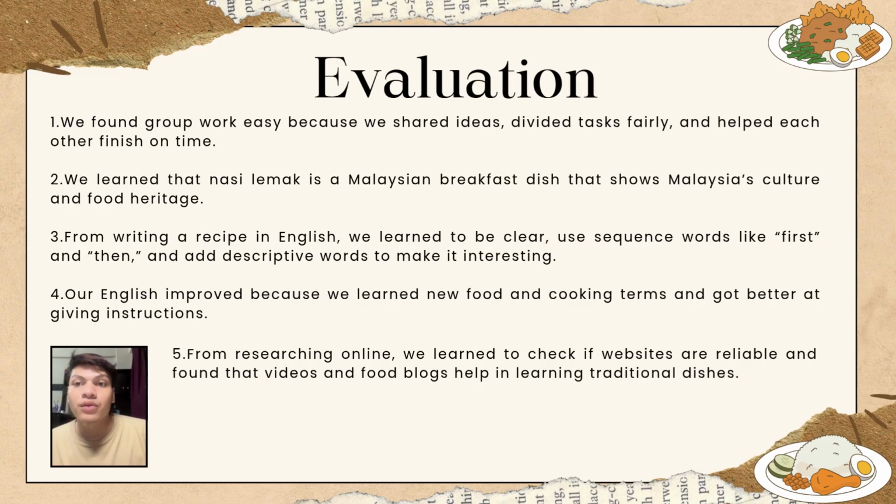After that, we learned about writing a recipe in English, that we have to be clear, use sequence words like first and then, and also include descriptive words so that the recipe will be engaging to read. Moving on, our English improved while doing this project because we learned about new food and cooking terms, and we were able to describe and instruct more accurately. What we learned from doing research on the internet is that we must always check if the website is reliable, and we discovered that videos and food blogs are useful in learning how to prepare traditional dishes.